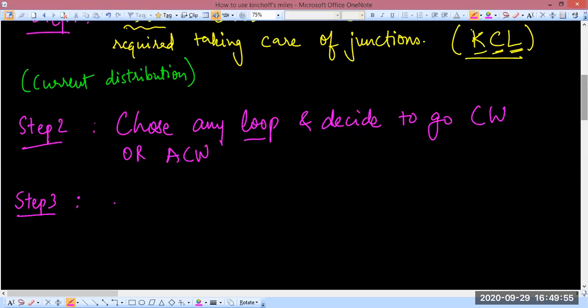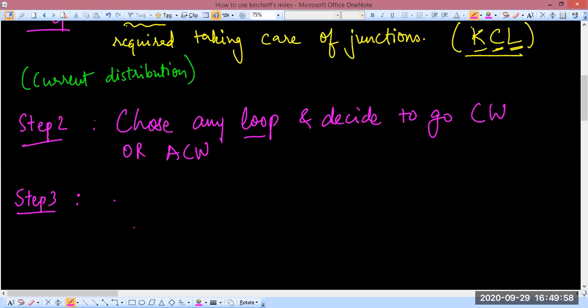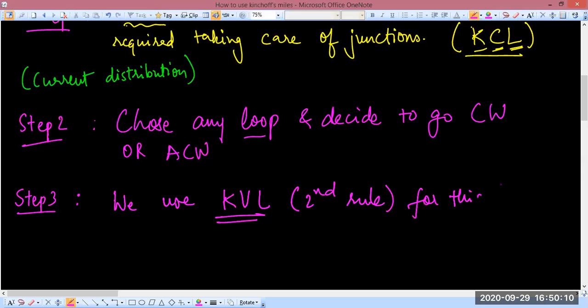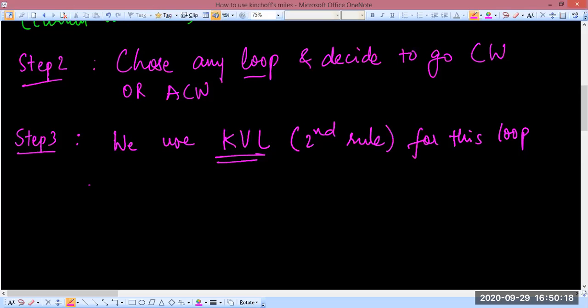So step 3. Now we are going to use Kirchhoff's voltage rule, or the second one. Okay, the second rule. Clear? For this loop, we chose a loop, and now we are going to use Kirchhoff's voltage rule for that loop. Okay, હવે એની અંદર પાછા બે પાર્ટ છે, right? Okay, for resistors or resistances, you have to follow this procedure.